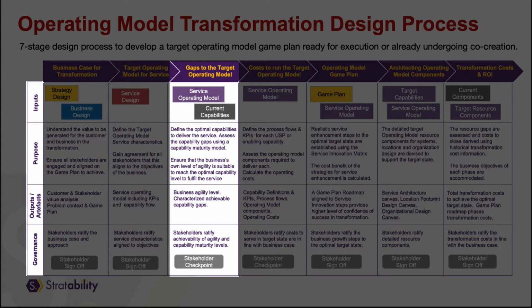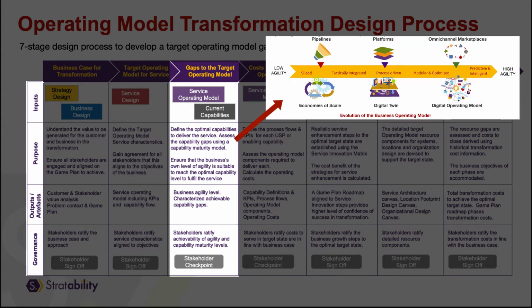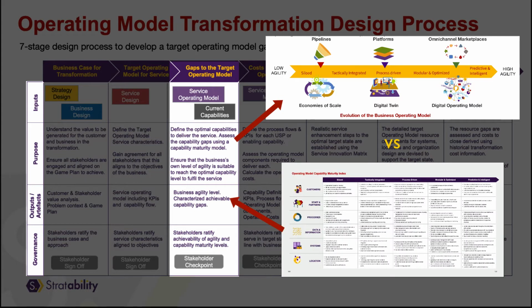And so one of the things that you're going to learn here is what's the difference between an operating model's agility level, which is one of the outputs that you'll define, versus the maturity of a capability using the Capability Maturity Index to characterize the achievability of certain capability gaps. So you'll be producing a gap analysis output as well.